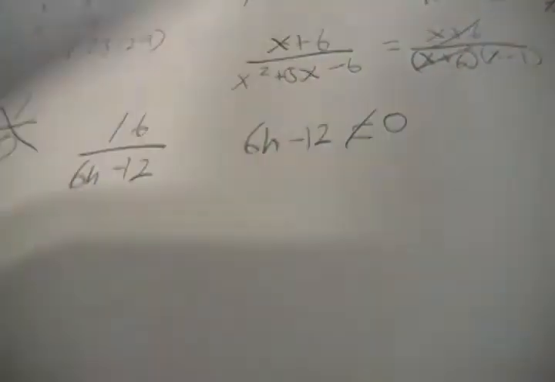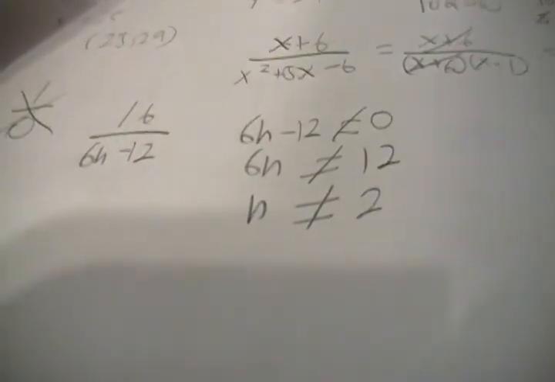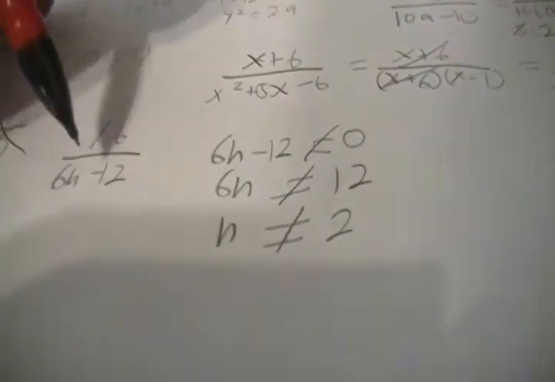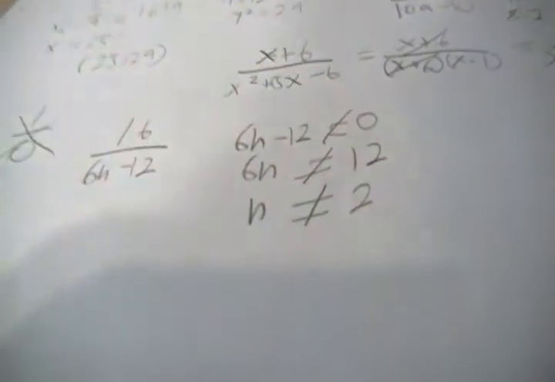So now we have to find what n is. We just solve it like a regular equation. We isolate the variable, so we get 6n cannot equal 12, and then n cannot equal 2. So n cannot equal 2, otherwise you're going to get a 0 at the bottom.